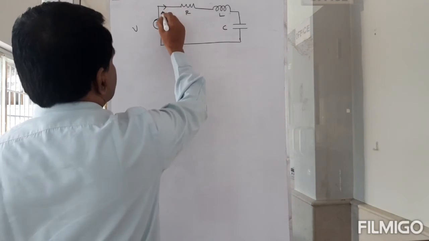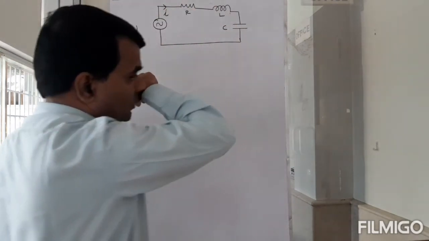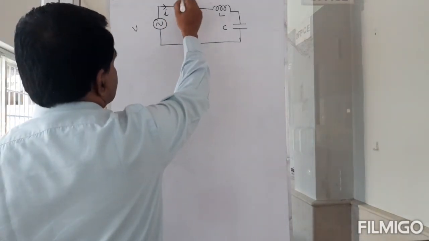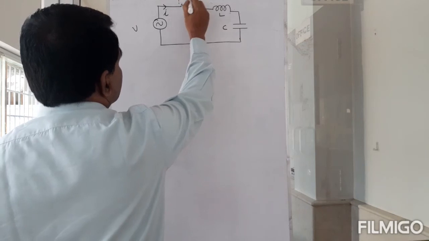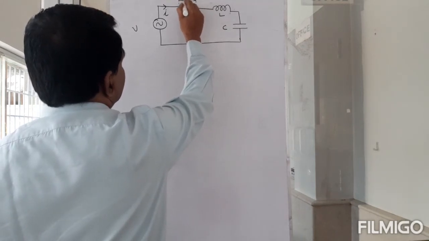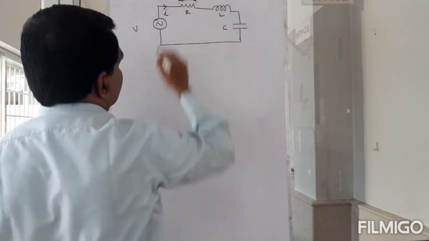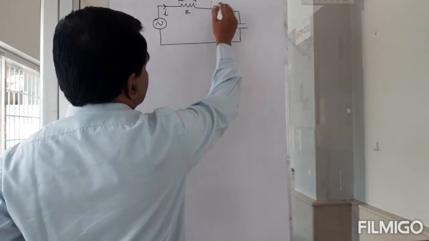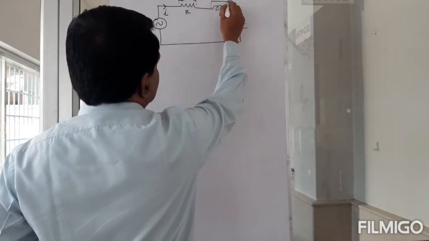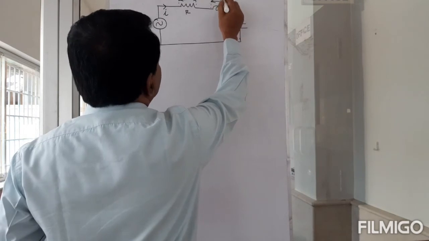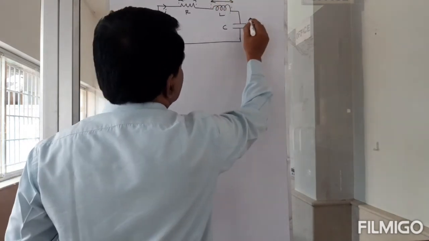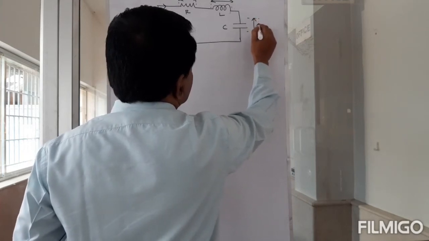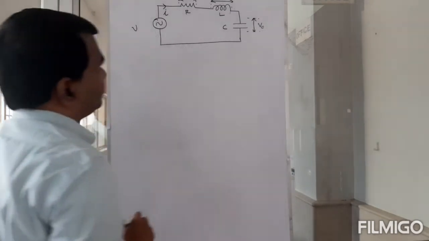So a current I will flow through this circuit, resulting in a voltage drop across this resistor R. This can be given as VR. Okay, and then a voltage drop across this inductor can be given as VL, and then the voltage drop across this capacitor is given as VC.